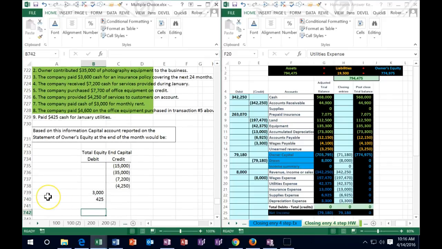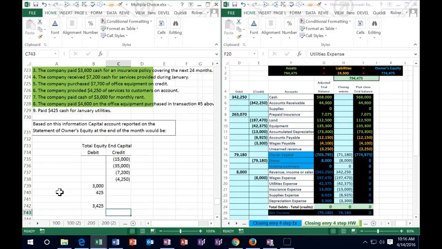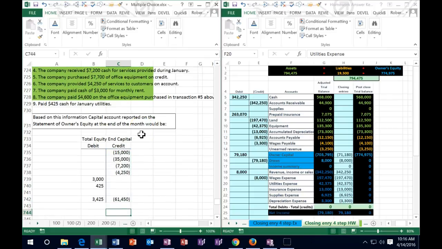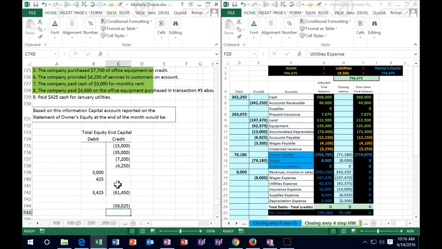So then we can add up both sides of our T account. I'm just adding up 3,000 plus 425. That gives us 3,425. Then we're going to add up the credit side. These are credits, but it's 15 plus the 35 plus the 72 plus the 4,250. And I'm going to go all the way down, even though there's blank cells. That gives us the 6,145. Now the credits are going to win. The 6,145 minus the 3,425. And that gives us the credits winning by 58.25.